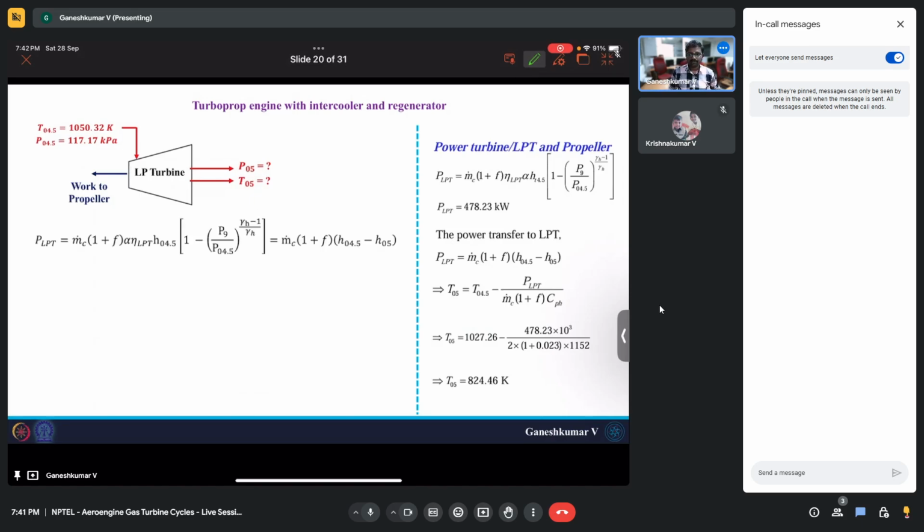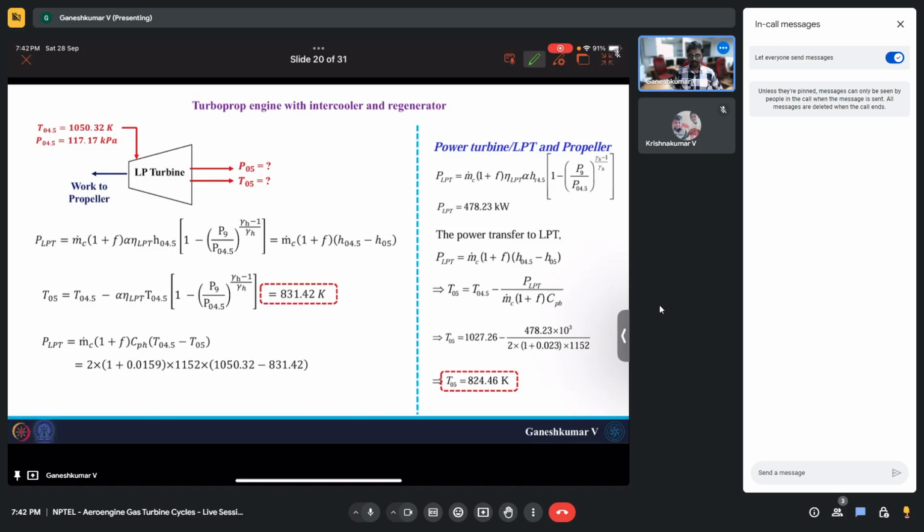So now that we know T04.5, we can find T05. T05 is going to be 831.42 Kelvin. Now that we know T05, we can find the power of the LP turbine. How much power can be extracted from the LP turbine? This will be something like 512.36 kilowatt, and this is also higher.